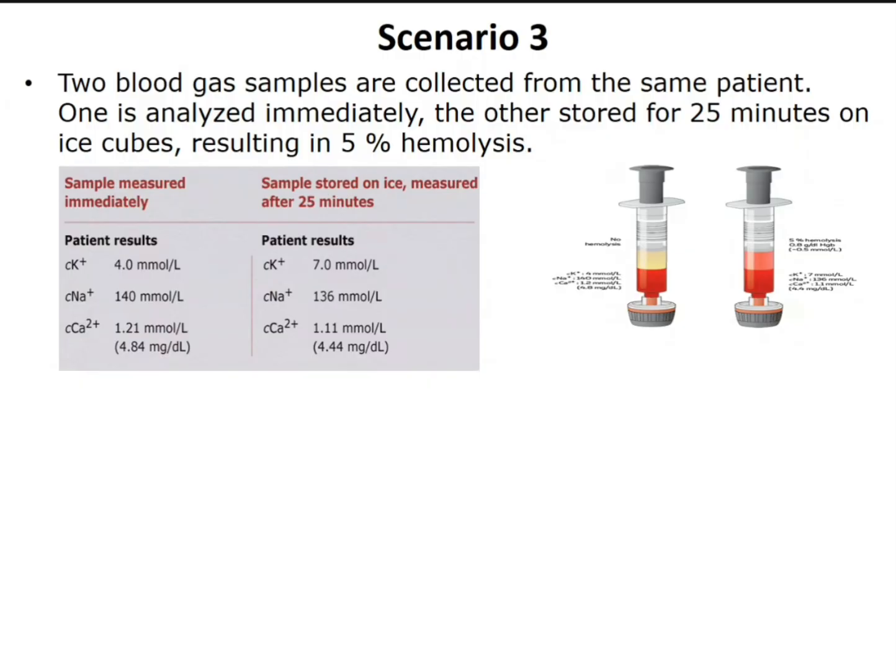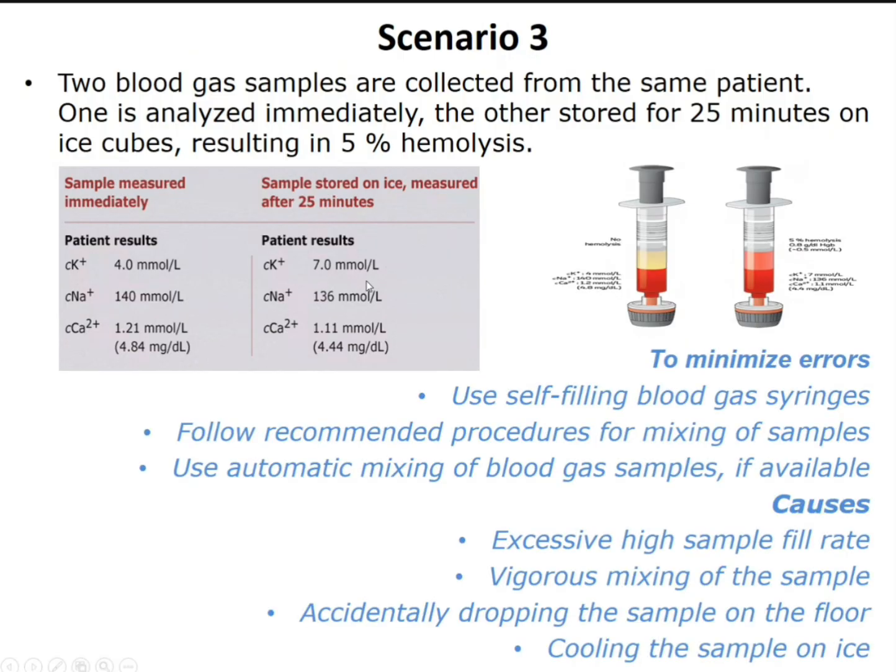Third scenario, two blood gas samples are collected from the same patient. One is analyzed immediately and the other is stored for 25 minutes on ice, resulting in 5% hemolysis. Again, differences in patient values. The one that is checked immediately, you're getting normal potassium, sodium, everything is fine. Whereas here, you can see that there is pseudo hyperkalemia that has happened. Right?